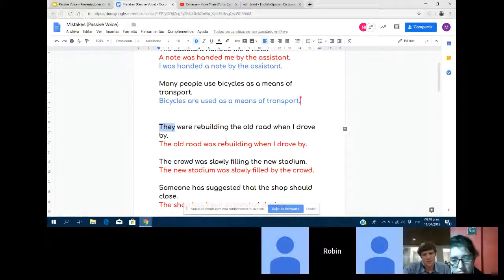What is the object? No, that is the subject. They were building, so the object is the road. This is the subject, and we have to recognize the object. What is the object, Yvonne? The old road. Yes, that is the object.